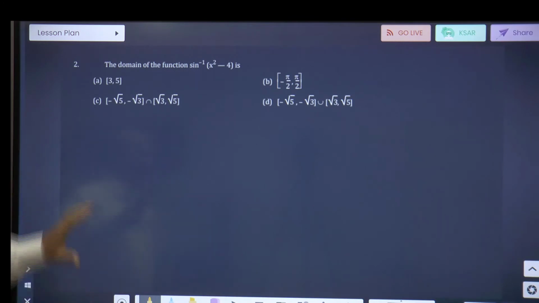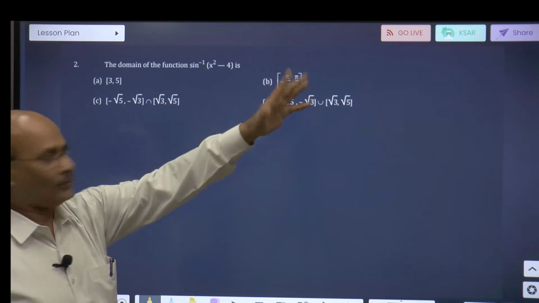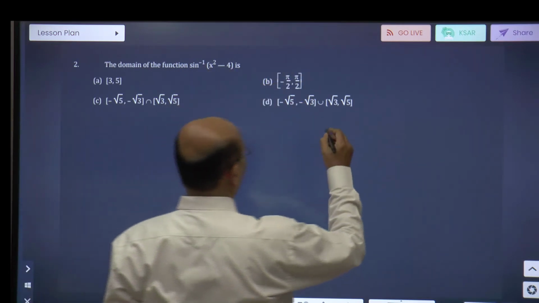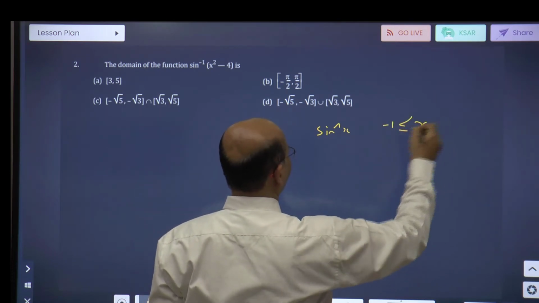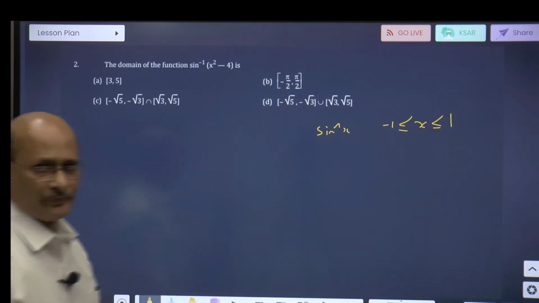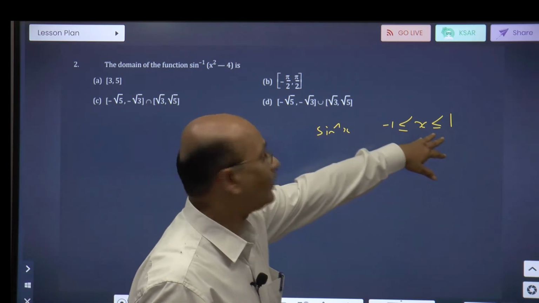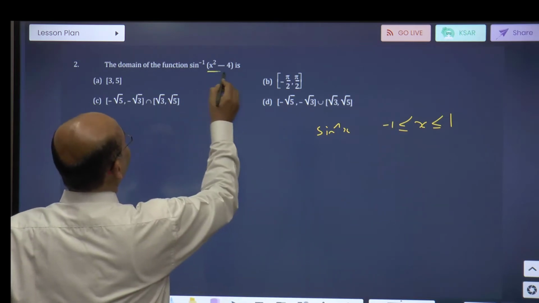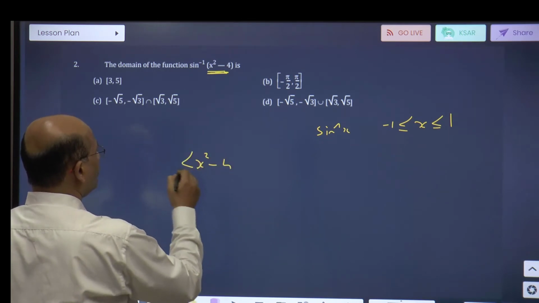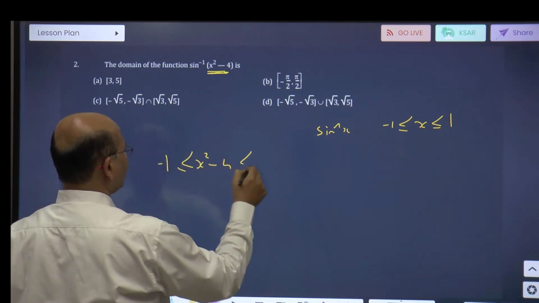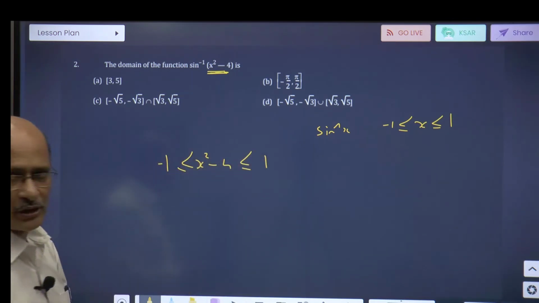Okay, same thing, sine inverse of x square minus 4. Now it's a big chunk given to you. Once again I want to tell you the domain of sine inverse x: x is greater than or equal to minus 1 and less than or equal to 1. Agree? The domain of the inverse function is from minus 1 to 1. Now this is replaced by x square minus 4. So from here I can say x square minus 4 is greater than or equal to minus 1 and less than or equal to 1. Don't think too much. Roughly you have to estimate what can be the solution.